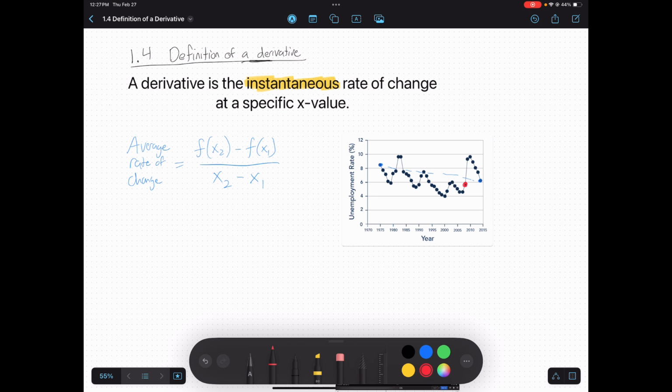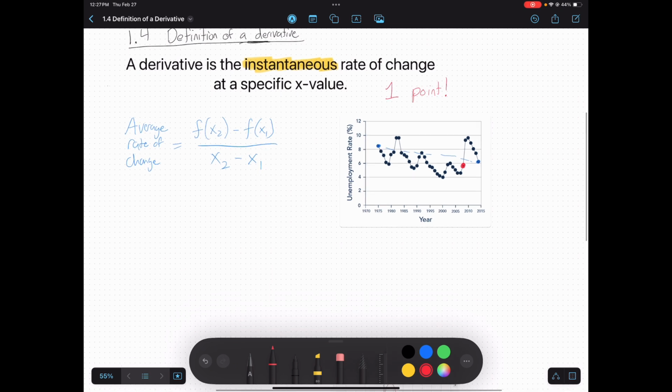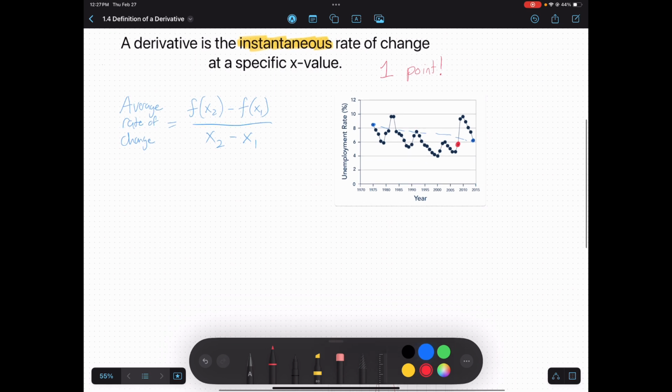What's my instantaneous rate of change at a specific point? So that's an important thing to keep in mind with derivatives: you're only working with a single point. We only have 1 point to work with. Well, in that case, how do we calculate an instantaneous rate of change if we only have 1 point? If I try to use my average rate of change formula, but I only have 1 point to work with, what am I going to end up with? I just end up with 0 over 0, which is indeterminate and does not help us at all.